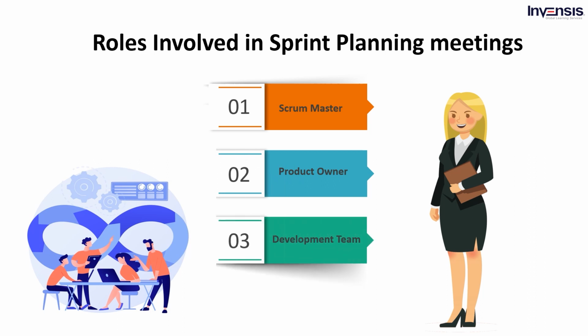Last one is the development team. The entire development team is responsible for the success of any meeting. It includes developers, designers, test engineers, and others. They determine the product backlog items they will be able to accomplish and deliver on time. These people must be active enough during the sprint planning meeting as they need to have a thorough understanding of the upcoming sprint.